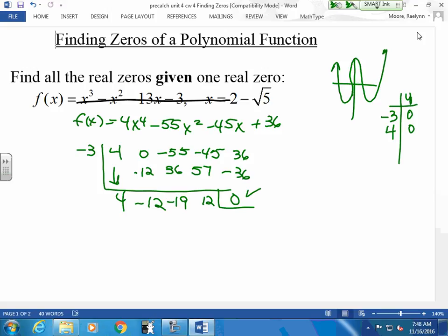I get how you got -3, but I thought you had to switch to positive first. So when your factor looks like this, we set it equal to 0 because we need to find the 0. When you go to your table, x is equal to -3.